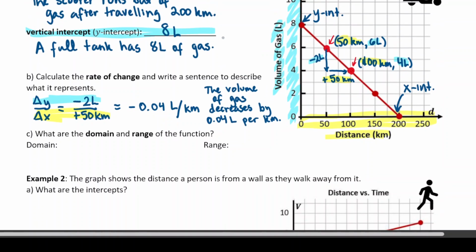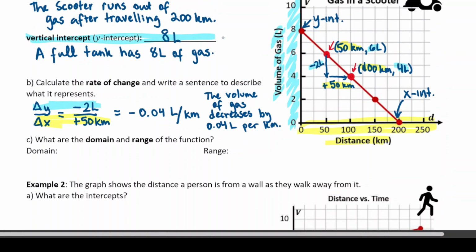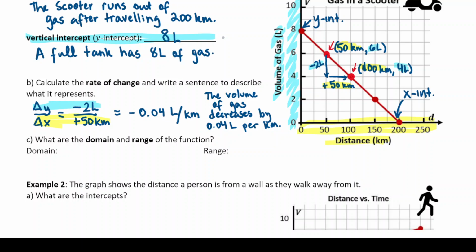What are the domain and range? Okay, this is good practice and review. For the x value, we can write it in 2 different ways. These are connected in a line, so I don't want to just list the points. We need to include every single point along that line. So looking at those x values first, the smallest x value in my domain is 0, and then the largest is 200. So you can write it like this, or you can write 0 less than or equal to x is less than or equal to 200. Both of those are the same thing.